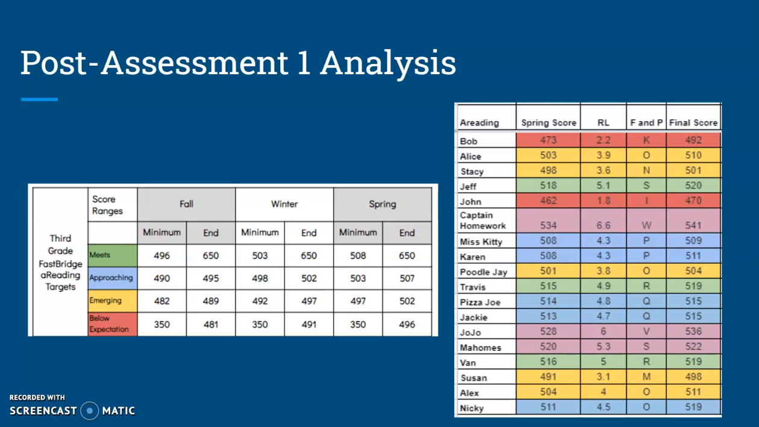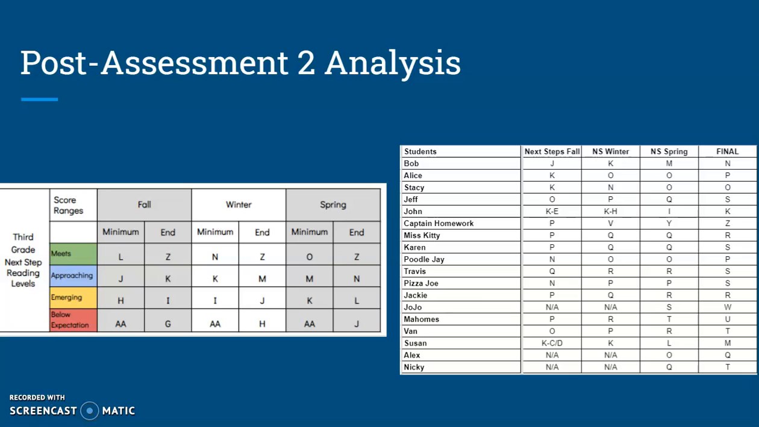So this is the first post-assessment analysis. This is for the FastBridge Learning A reading test. The scores are on the right. So 16 out of 18, or 90% of students, their independent reading level increased by at least one instructional level, according to the Next Steps guided assessment, which you can see here on the right where it says final. The rubric is on the left with a minimum requirement of meeting.